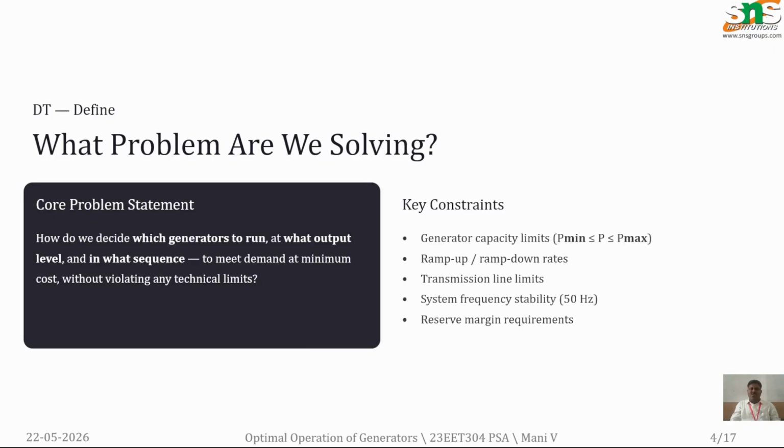Here we have to follow some key constraints, like the generator capacity. It should be between the minimum power and the maximum power, and it should not violate the limit. Also the ramp up or ramp down rate is one of the constraints. We also have to note the transmission line limit, which is the capacity of electrical energy transmission from one end to another. We have to maintain the system frequency of 50 Hz for grid synchronization, and also ensure a reserve margin requirement for immediate needs, etc.